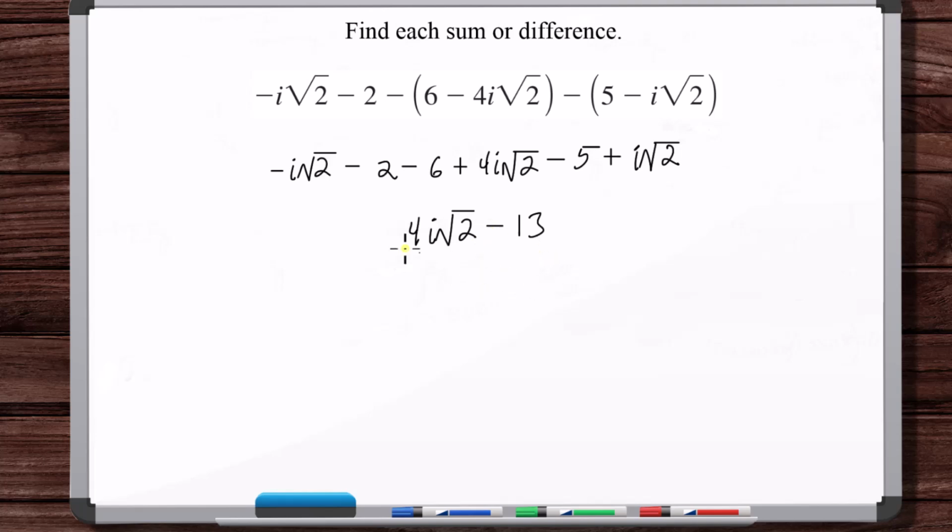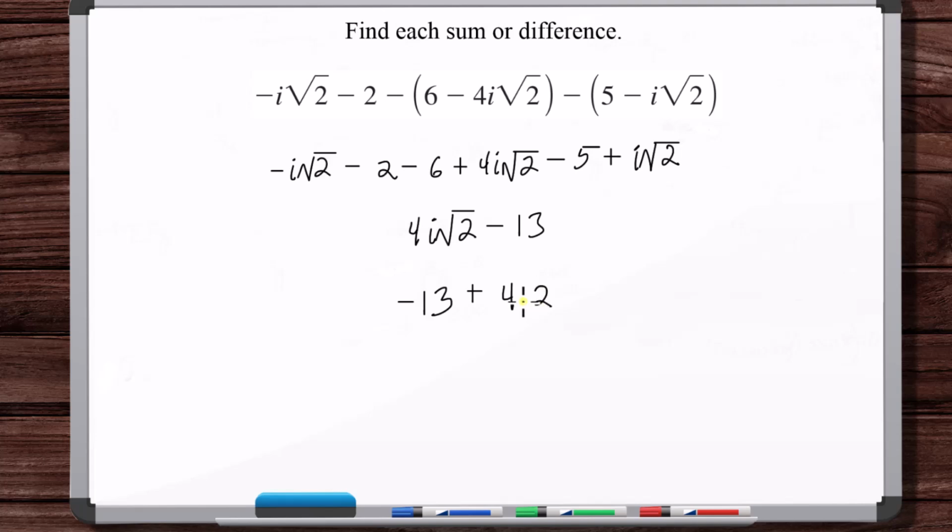Okay, but is this wrong? Did we do something wrong here if we just left it like this? Did we make a math error? No. But this is not presentable. There's 2 reasons why this is not presentable. Number 1, we want to put the real part first. Okay, then number 2, we don't want to write this as 4i root 2.